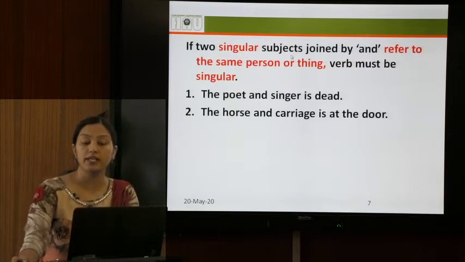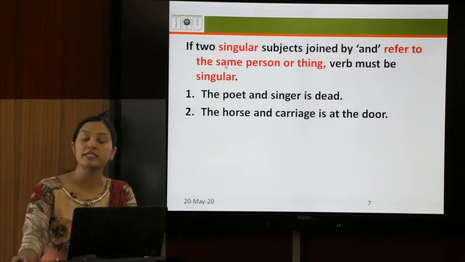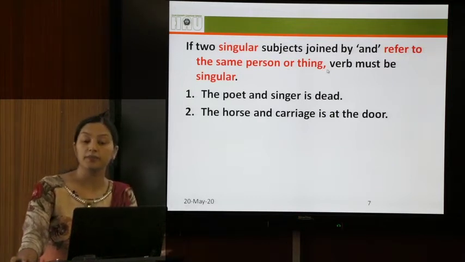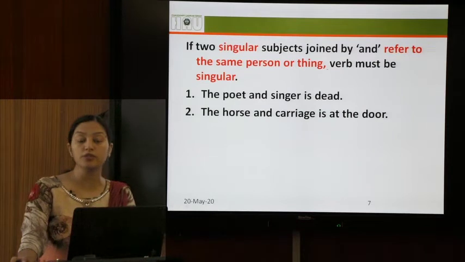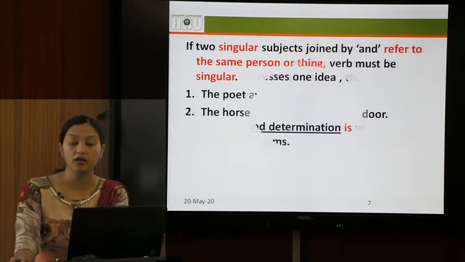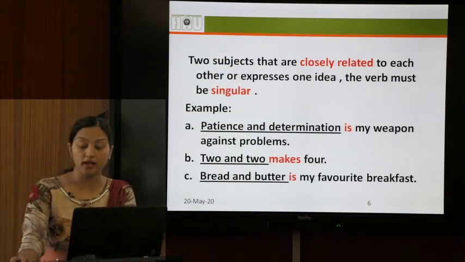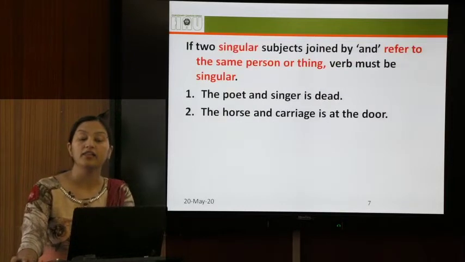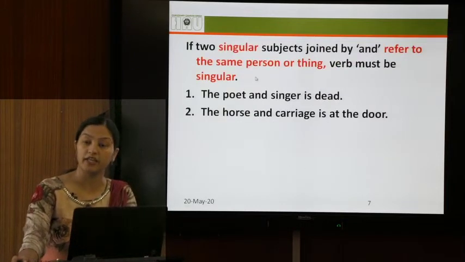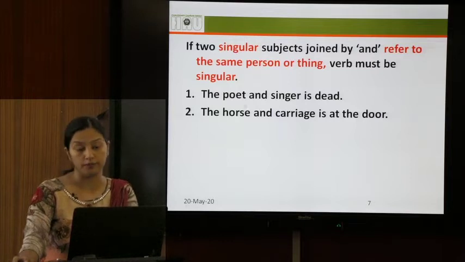Now, when two singular subjects are again joined by and but they refer to the same person or thing. In the previous slide we discussed two singular subjects expressing one idea, and here in this slide they refer to the same person, then the verb must be singular. Like, the poet and singer is dead.